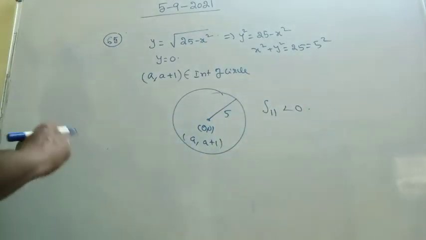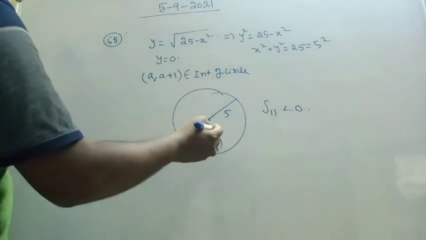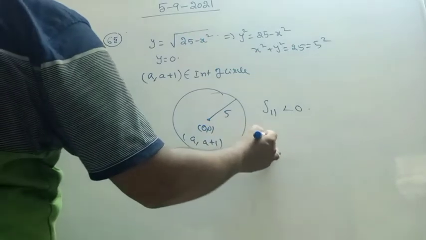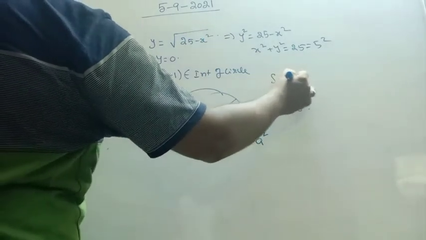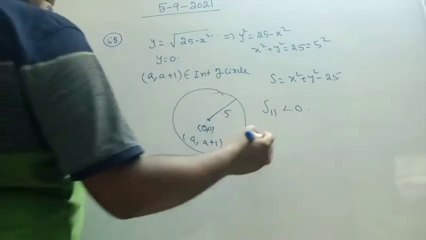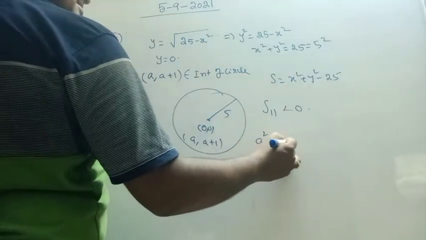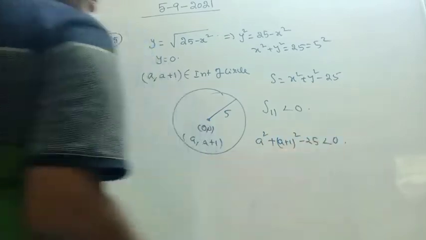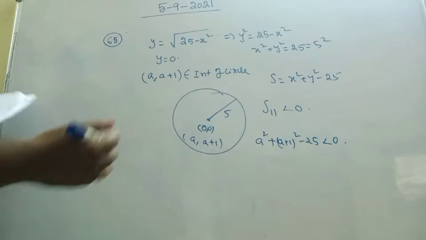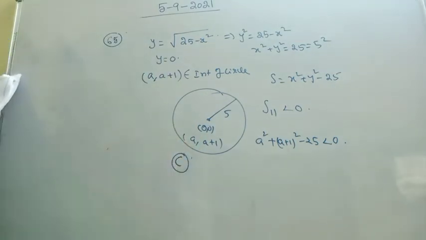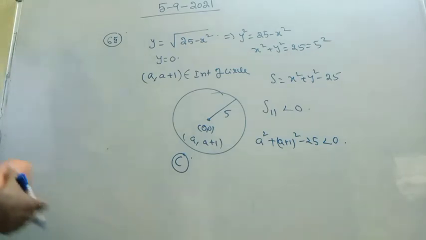If you take S11 as less than 0, that means, because S is nothing but x square plus y square minus 25, a square plus a plus 1 whole square minus 25 is less than 0. If you do that particular process, you will get the answer. Option C is the correct answer.